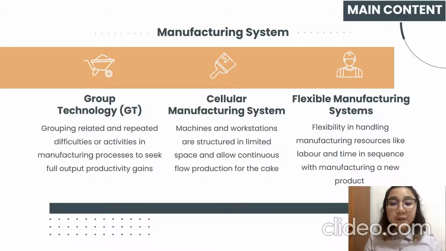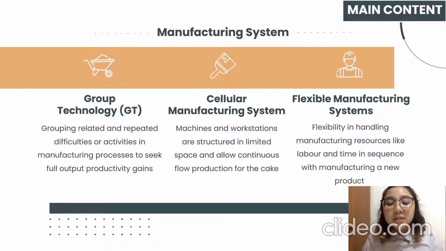There are three manufacturing systems that are implemented in this project, which include group technology, cellular manufacturing system, and lastly, flexible manufacturing systems. Group technology is a strategy of grouping related and repeated difficulties or activities in manufacturing processes to seek full output productivity gains. Whereas cellular manufacturing system is implemented to ensure smooth line operation of the production flow.